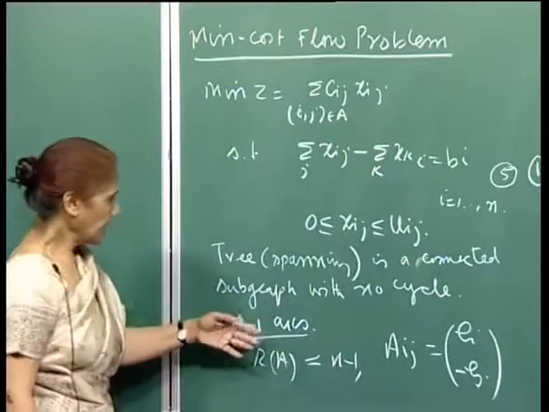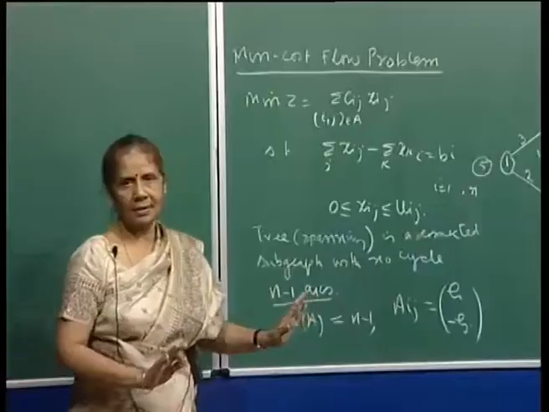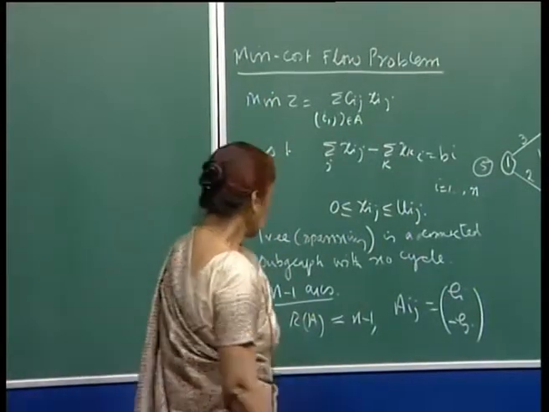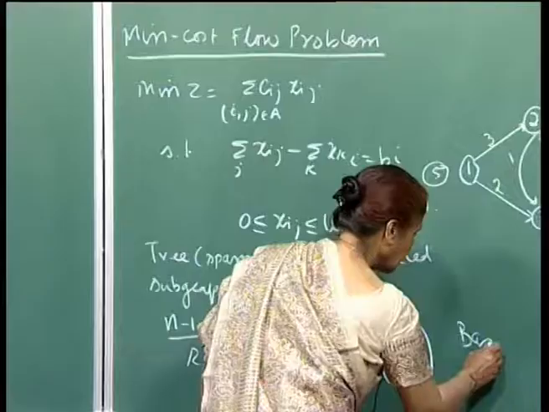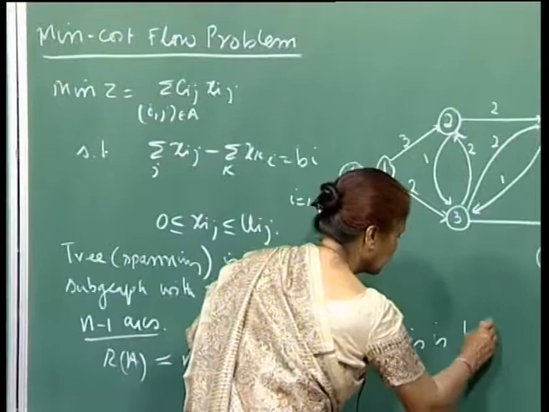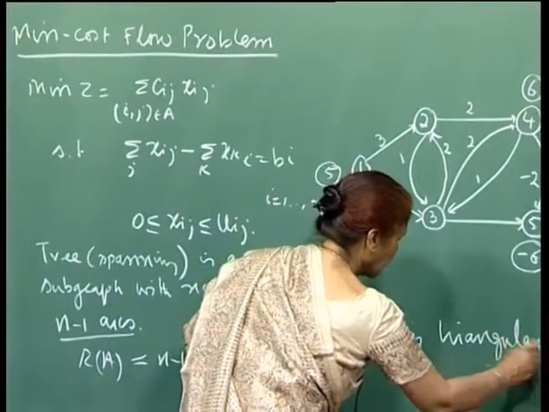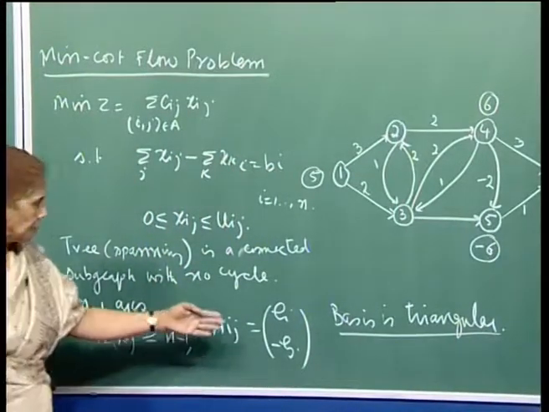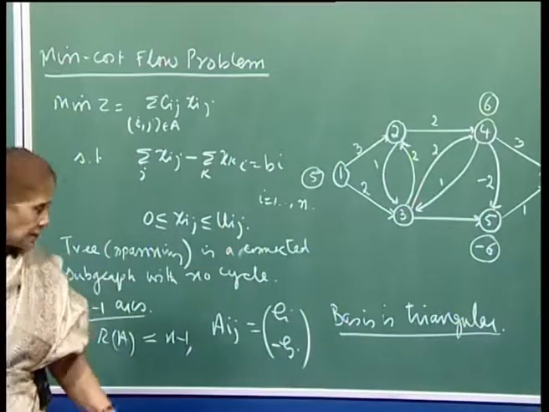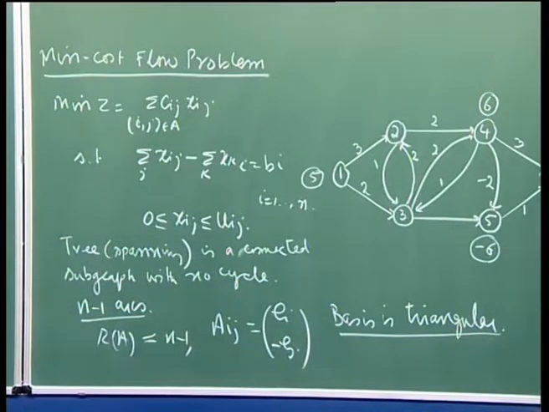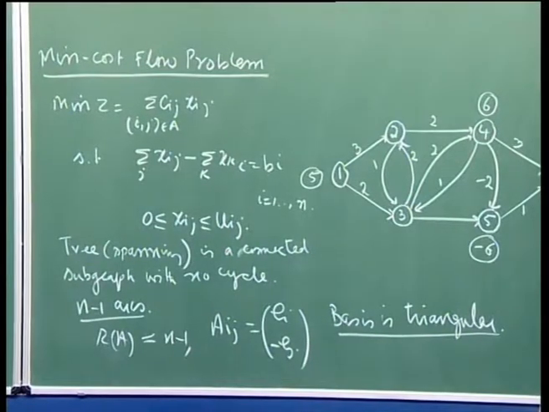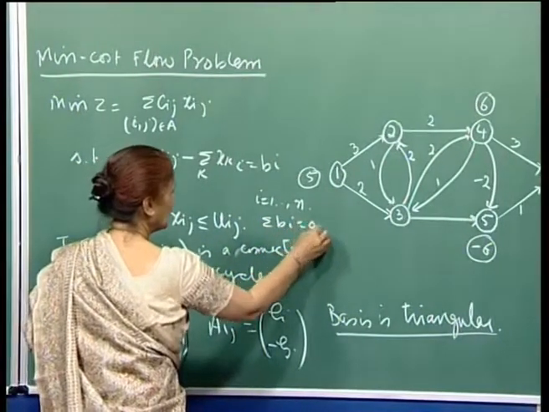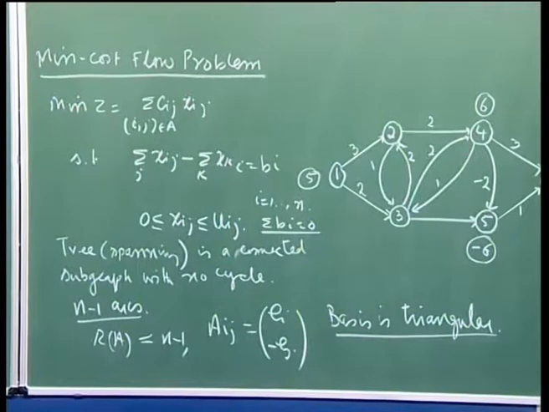So, triangular bases and everything, all those things hold here. I had shown you all these things in detail for the transportation problem. So, we will say that the basis is triangular, and you could show that the rank is n minus 1. Here also you can immediately show that the rank of the matrix is n minus 1. And of course, I should have put the condition here that summation Bi is 0. This is important, we are always working with this condition.